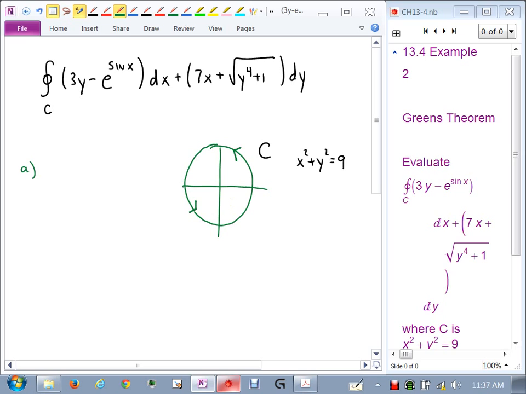So C would be defined: x is 3 cosine t, y is 3 sine t, t is between 0 and 2 pi. Is that all right? Yes.